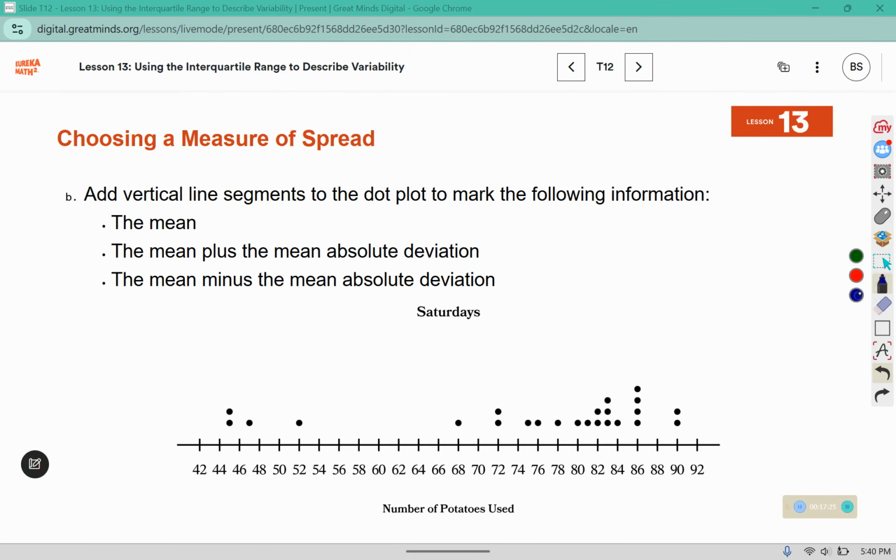In part B, we are going to use the mean, which was 75.5, the mean plus the mean absolute deviation, which was 10.7. So 75.5 plus 10.7 would put us at 86.2. And then the mean minus the absolute deviation. So 75.5 minus 10.7 puts us at 64.8.